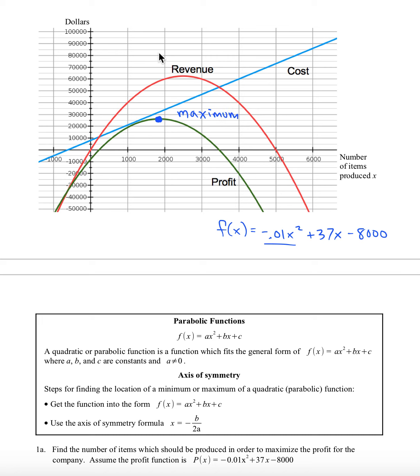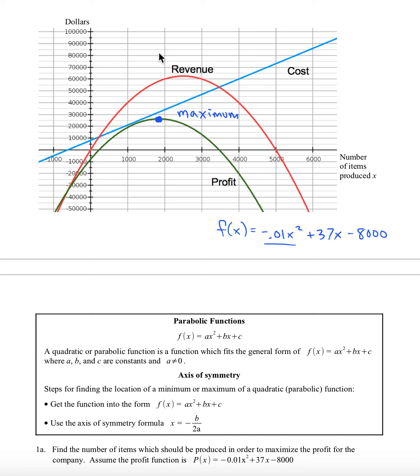Now, if we draw a vertical line which intersects that point, what we're drawing here is called the axis of symmetry. It's a line around which the curve is symmetrical so that the distance from the line to the curve on the left side always matches the distance from the line to the curve on the right side.